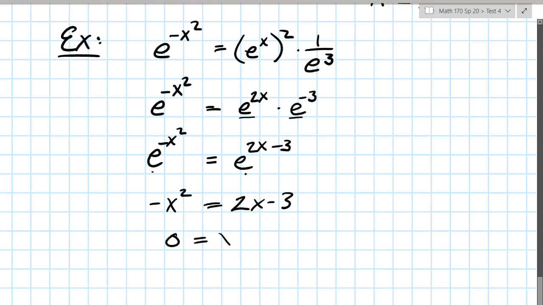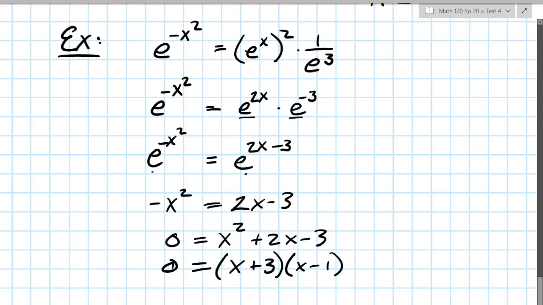Let's get a 0 on one side by adding x to both sides. This looks like it factors, and we can factor x minus 3. How about plus 3? x minus 1. Let's just do a quick FOIL. x times x is x squared. x times a negative 1 is negative 1x plus 3x. Those add up to a 2x. Good. And a positive 3 times a negative 1 is negative 3.